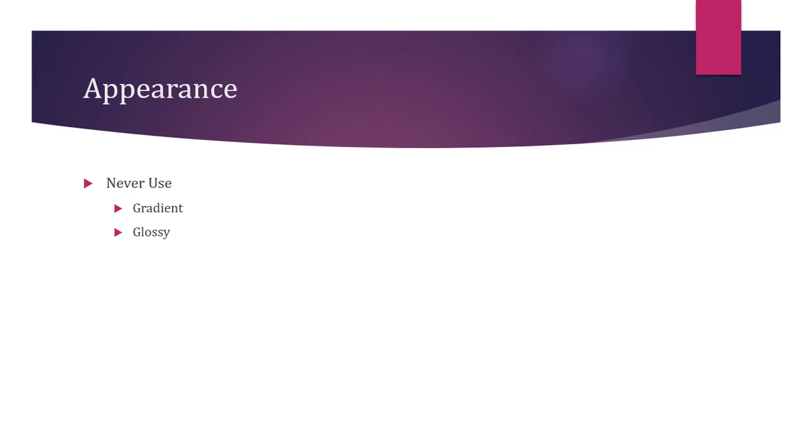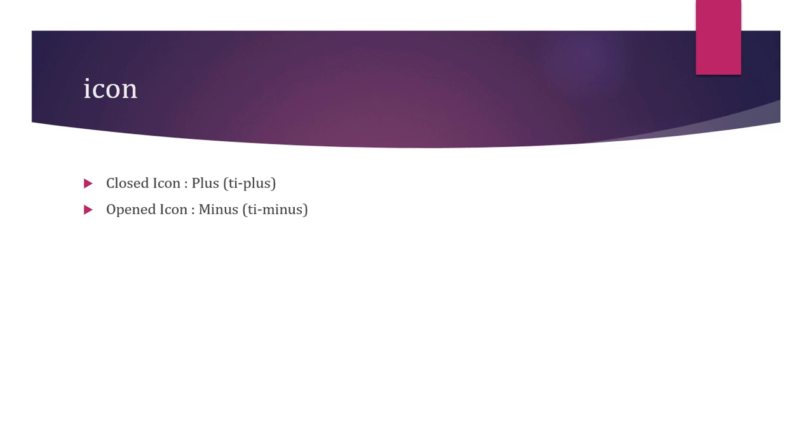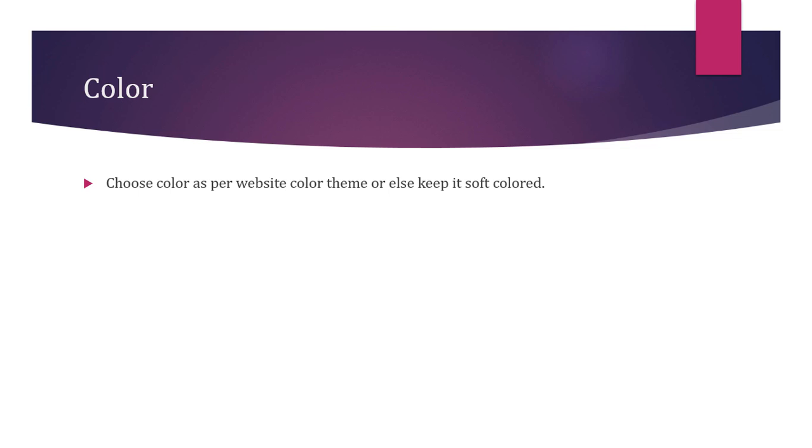Appearance. Within the appearance, what we have seen is that we should never use gradient or glossy colors. Okay. And for the last option called icon, for the closed icon we should use the plus sign. The code for that is ti-plus, and for the opened icon, we can use minus, that is ti-minus. What does ti stand for? Ti stands for Themify icon, so ti-plus is Themify icon plus, and ti-minus is Themify icon minus. So in this way you can choose the icons.